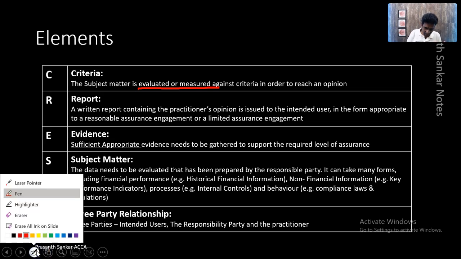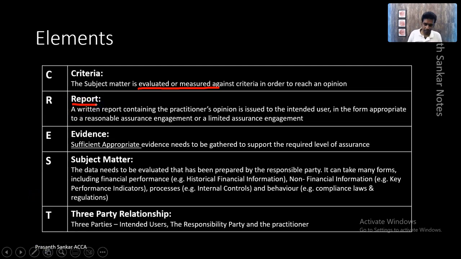There is, of course, a report. The practitioner will give a report to whom? To the user, the intended user. He will not give a report to the responsible party. Why is that so? Because the responsible party is the person who is preparing the subject matter. So the practitioner should prepare a report and give the report to the user. Only then will the user's confidence improve. So a written report containing the practitioner's opinion is issued to the intended user so that his confidence will improve.